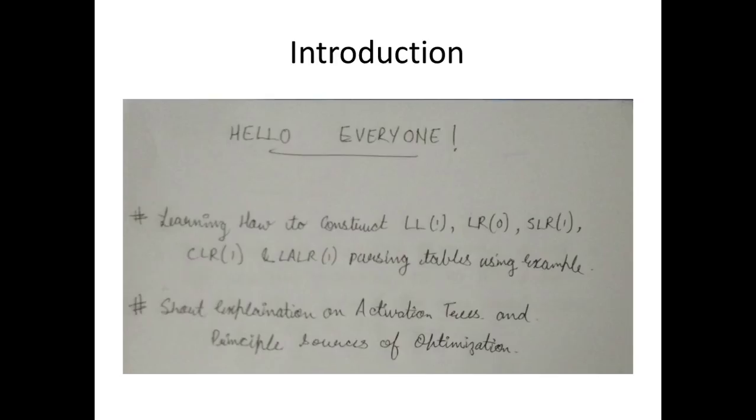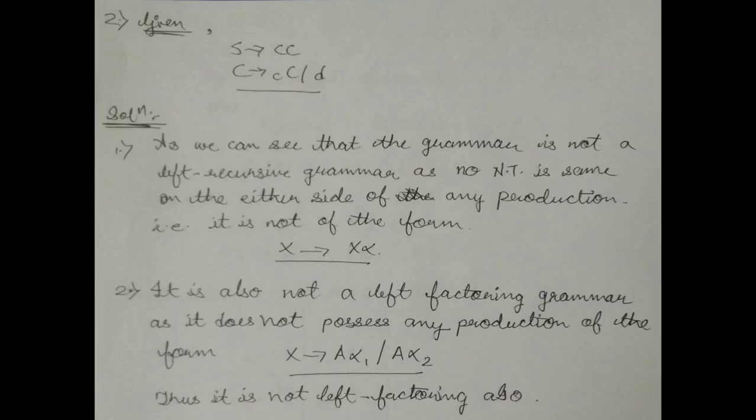In this video we'll be learning how to construct LL1, LR0, SLR1, CLR1 and LALR1 parsing tables using some examples. And at the end of the video we'll be discussing activation trees and principle sources of optimization. So let us consider our first example.